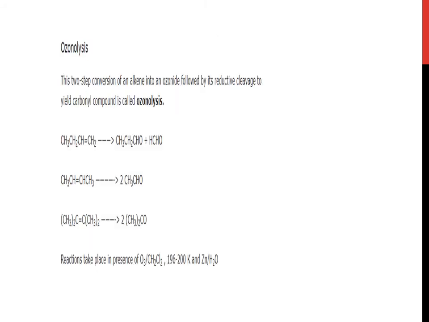Ozonolysis. This two-step conversion of an alkene into an ozonide followed by its reductive cleavage to give carbonyl compound is called ozonolysis. There are lots of reactions on the screen. Let us study the middle reaction. CH3CH=CHCH3 will give a mixture of the two same aldehydes, CH3CHO and CH3CHO. Reactions take place in presence of ozone, CH2Cl2 and zinc, water at temperature 196 to 200 Kelvin.